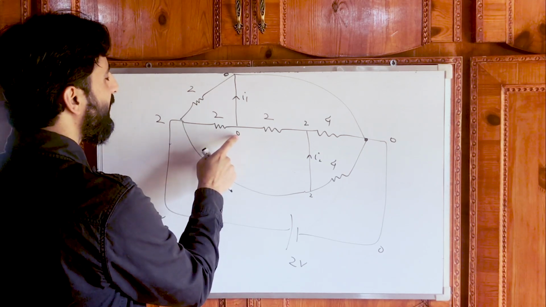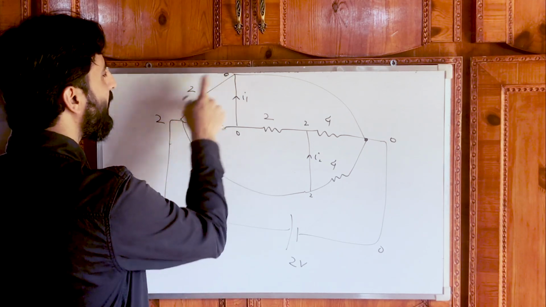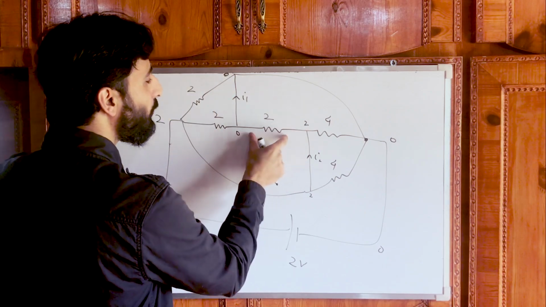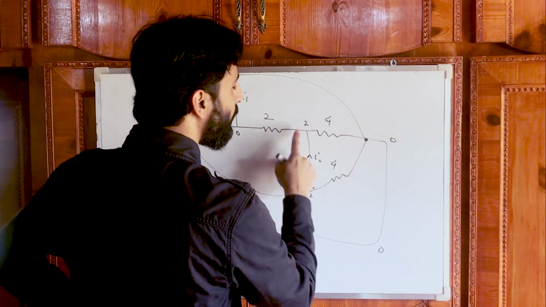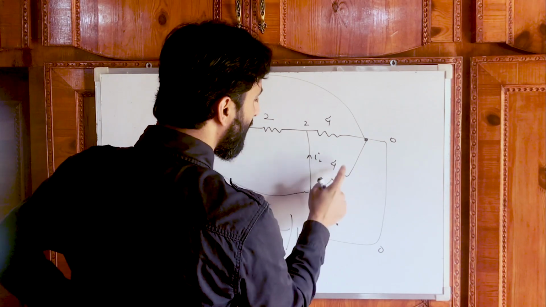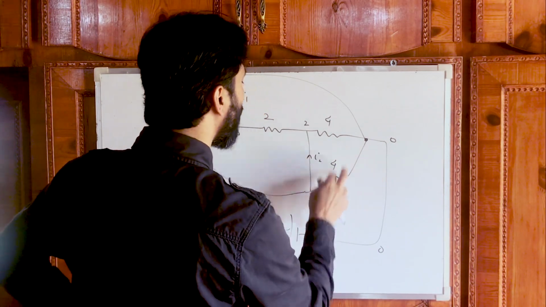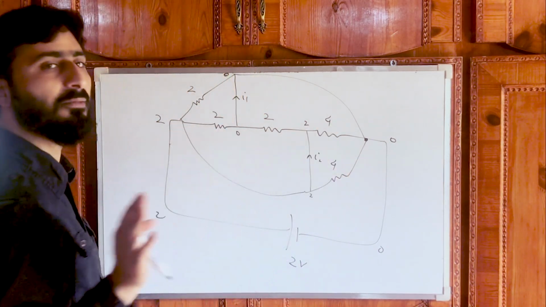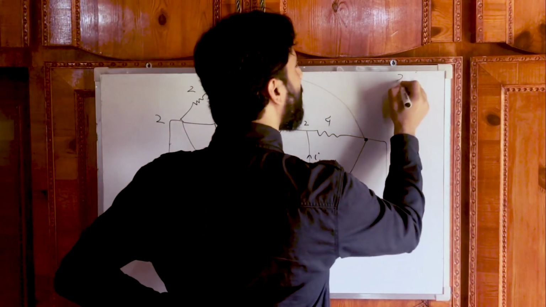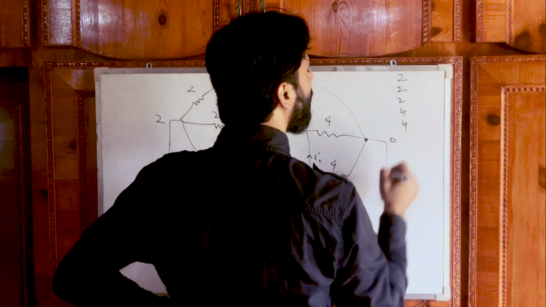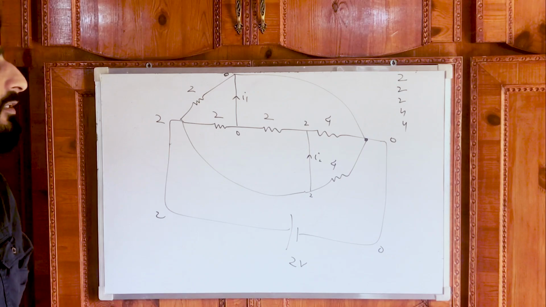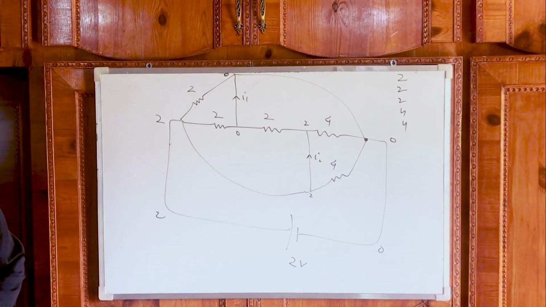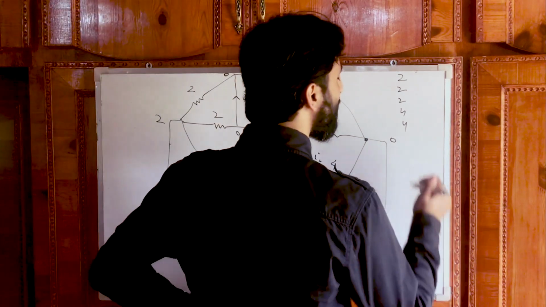So this is between 0 and 2, 2 ohm; 0 and 2, 2 ohm; 0 and 2, 2 ohm; 2 and 0, 4 ohm; 2 and 0, 4 ohm. So 4, 4, 2, 2, 2, all are in parallel. So we will have 2, 2, 2, 4, 4. This is the situation: all the 5 resistors are in parallel. And what will be the value of the resistance?